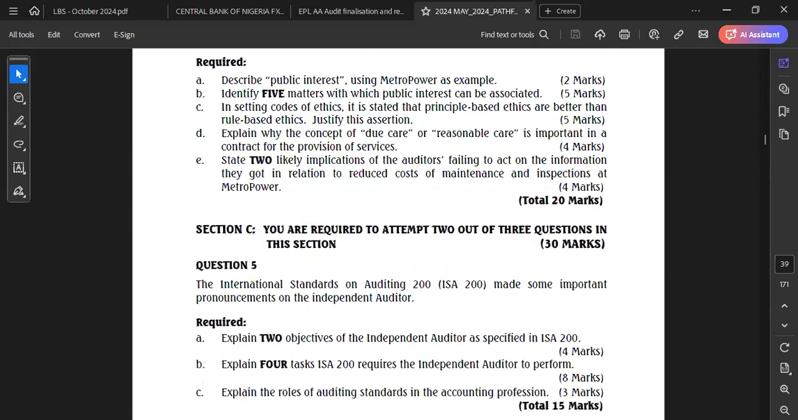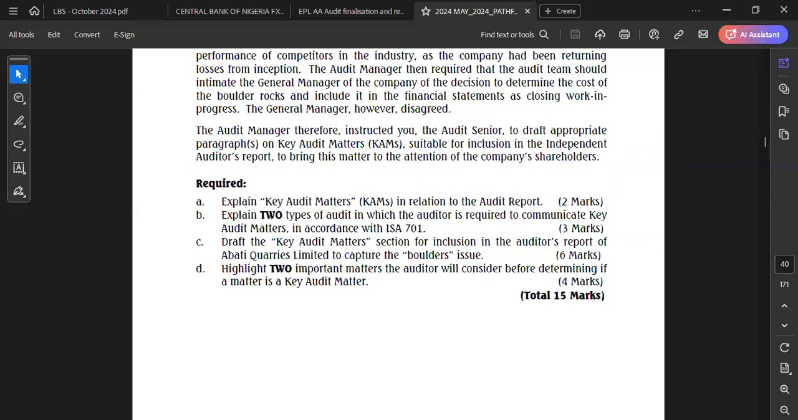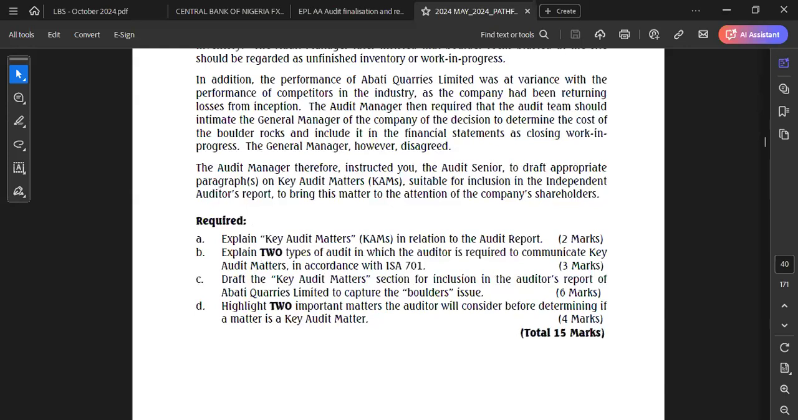Now let's look at question 7. They ask 2 questions on this topic. Can somebody read the requirement? Explain key audit matters in relation to the audit report, 2 marks. Explain 2 types of audits in which the auditor is required to communicate key audit matters in accordance with ISA 701, 3 marks. Then draft the key audit matters section for inclusion in the auditor's report of Abati Queries Limited to capture the builder's issue, 6 marks. Highlight 2 important matters the auditor will consider before determining if a matter is a key audit matter, 4 marks.